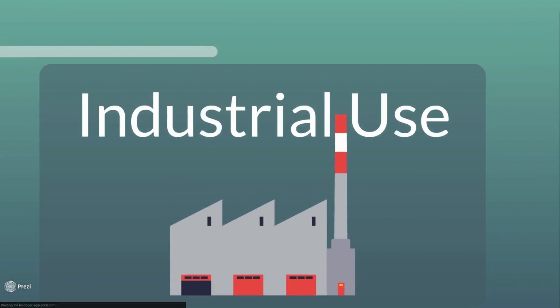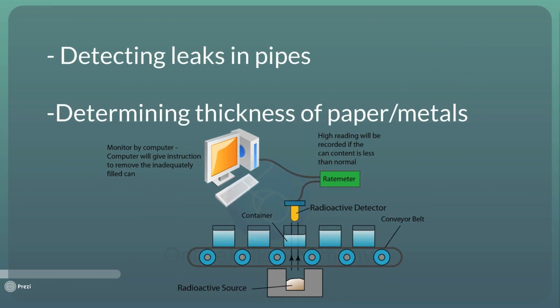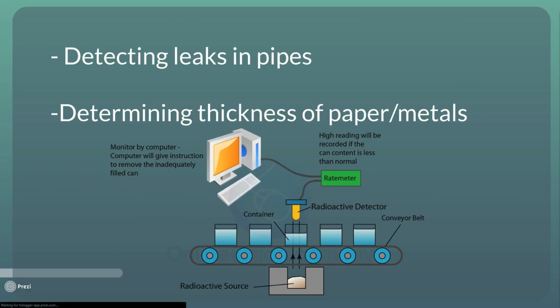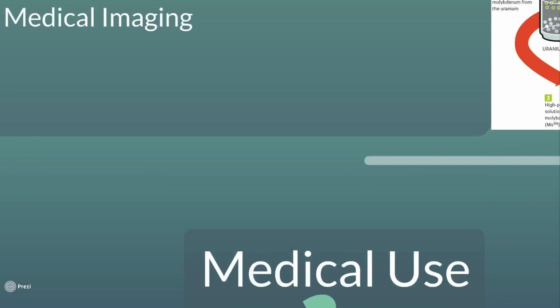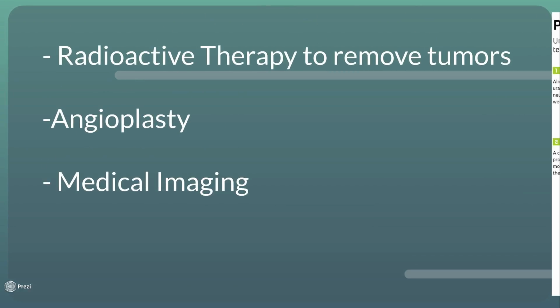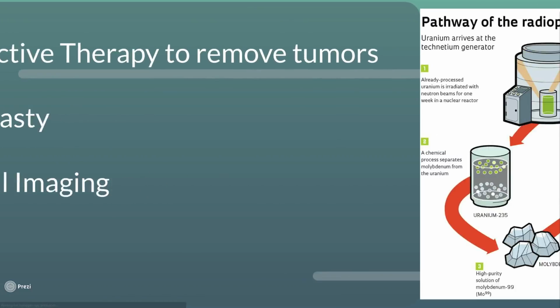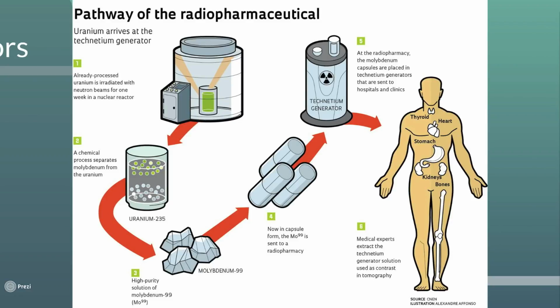Radioactive isotopes have industrial uses, such as detecting leaks in pipes and determining the thickness of paper and metals. Radioactive isotopes also have medical uses, such as radioactive therapy to remove tumors, angioplasty, and medical imaging. This diagram shows one of the ways radioactive isotopes are used in medicine.